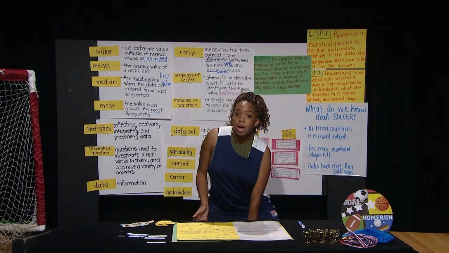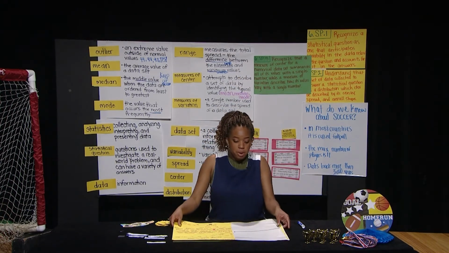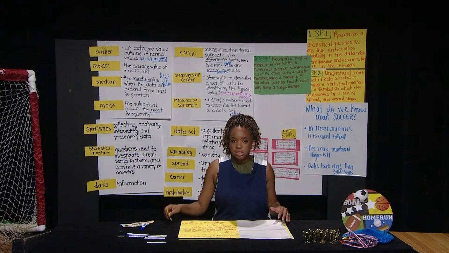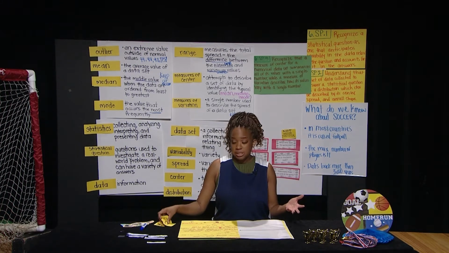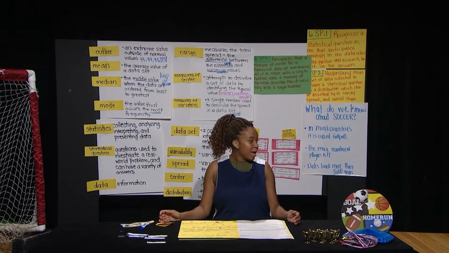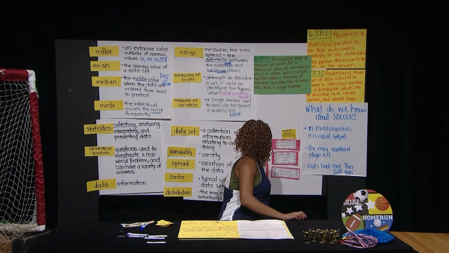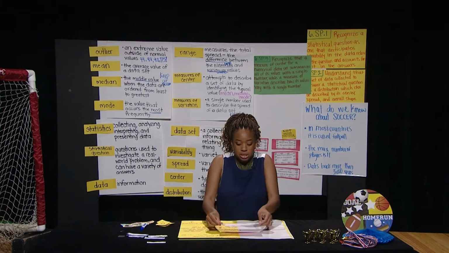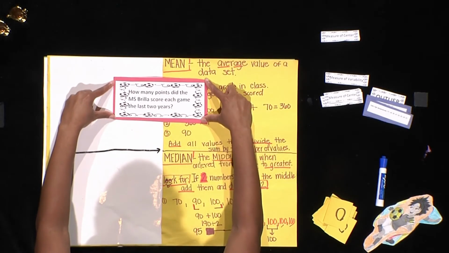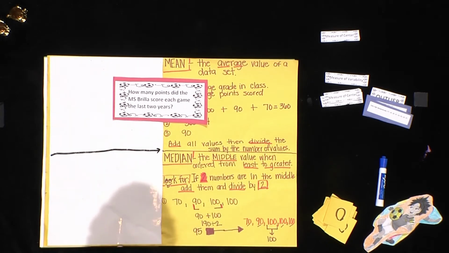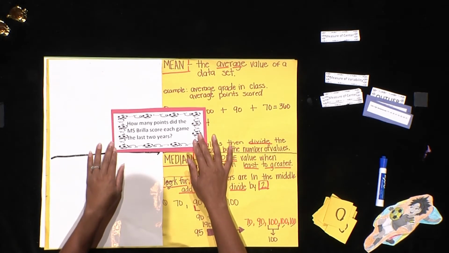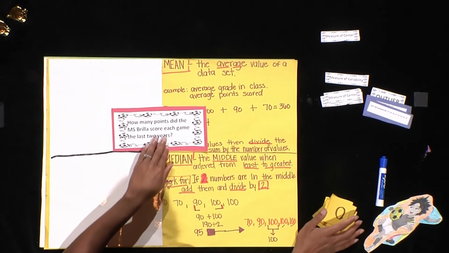So here we go. Mean. Remember mean as the average of a data set. Now, in order for us to find the mean, in order for us to have a data set, we have to have a statistical question that gives us that information, that gives us that data. So our statistical question that we're using today is, how many points did the Mississippi Brilla score each game the last 2 years?